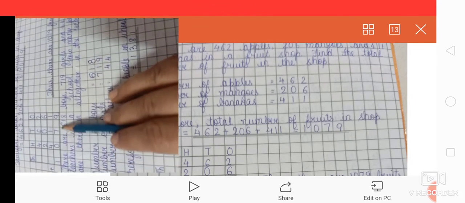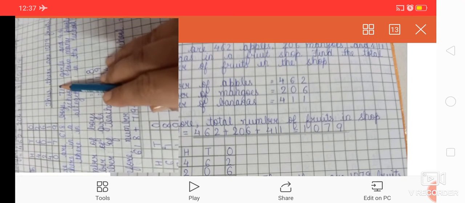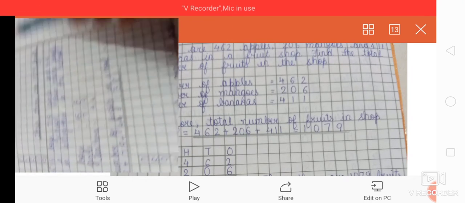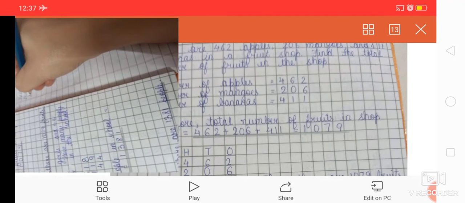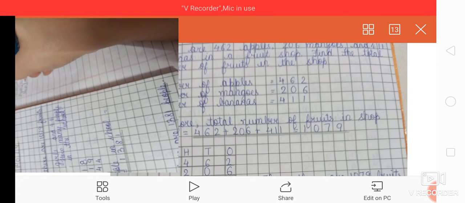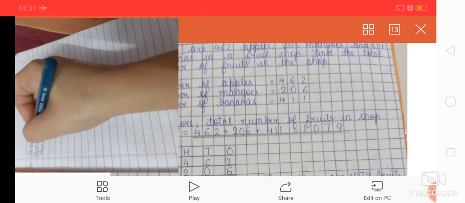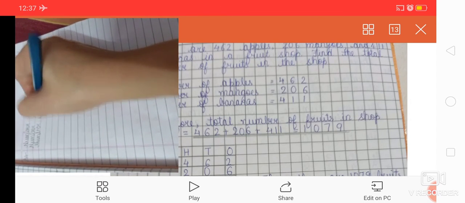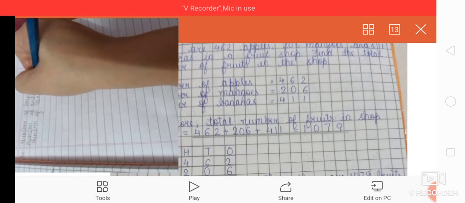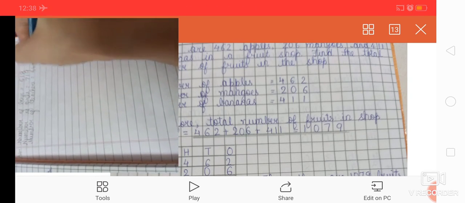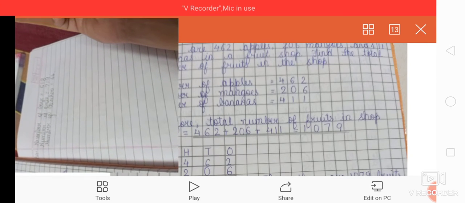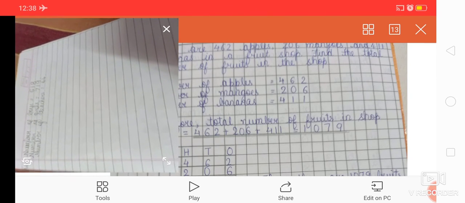719. Boys are 618. Girls are 719. Now how many teachers are there? What will you write? Number of teachers. How many teachers are there? 44. Number of teachers are 44.